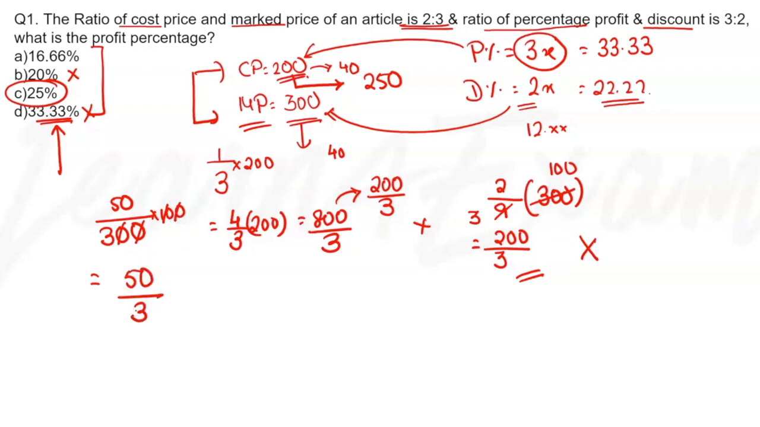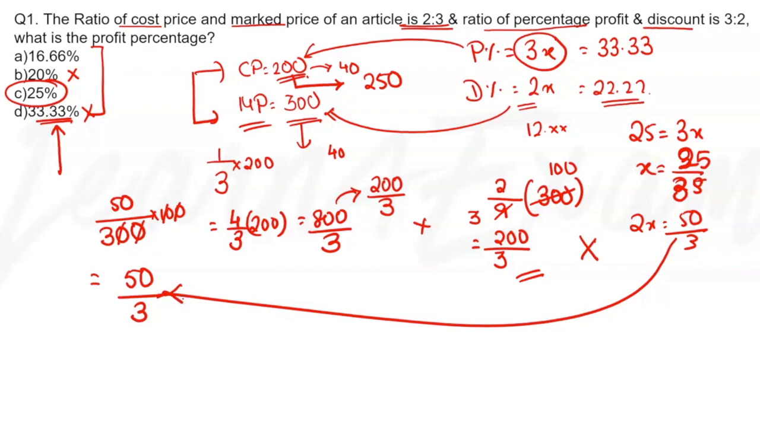Now if 25% is equal to 3x, the value of x is equal to, sorry, 25/3, right? And then the value of 2x would be equal to 50/3, and I see yes, 50/3 matches in these two numbers, so option C is the correct answer.